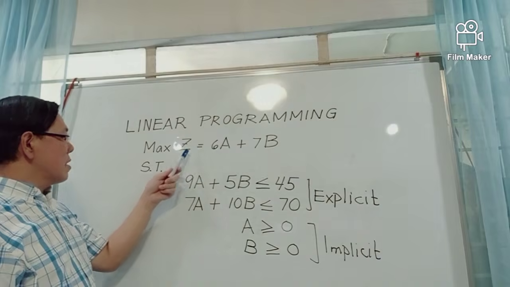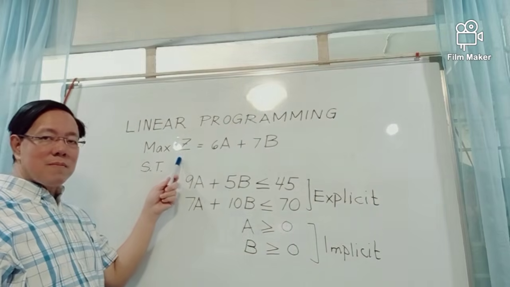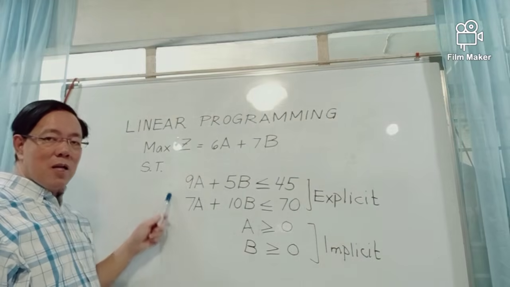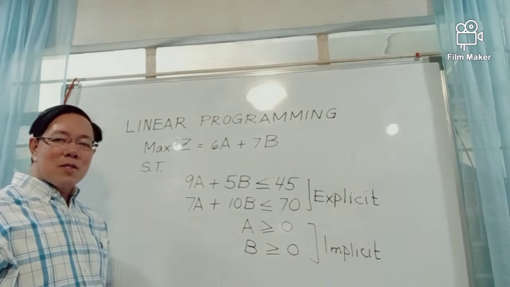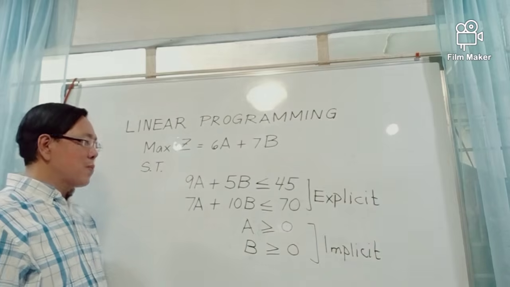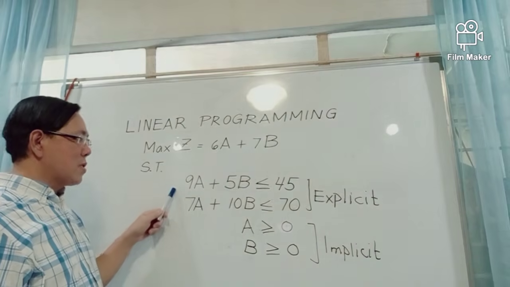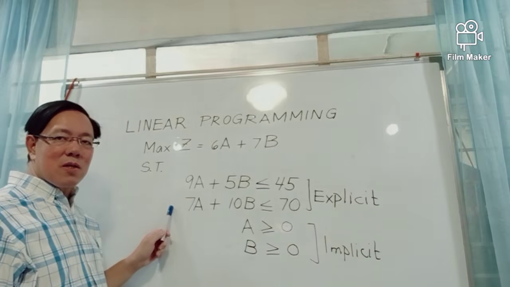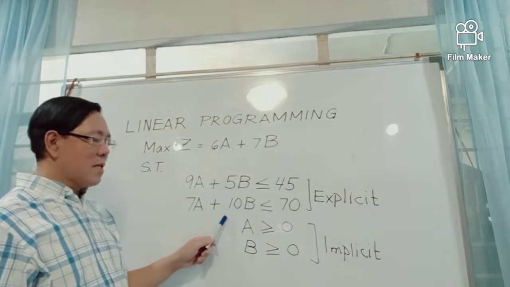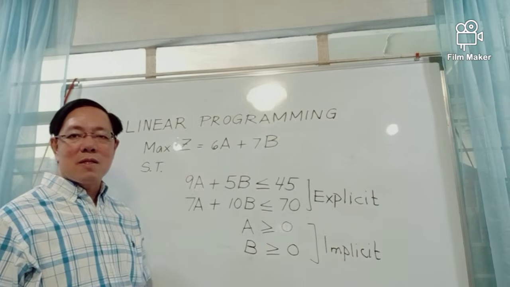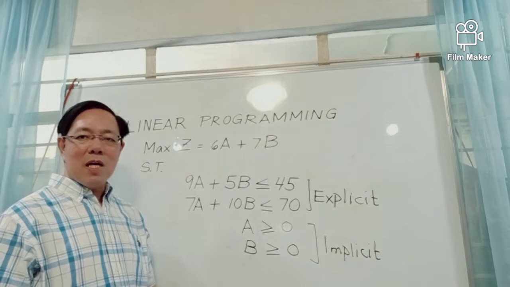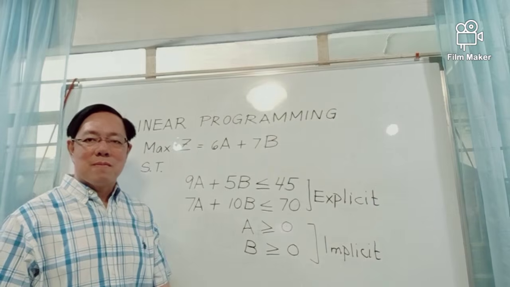Again, the linear program consists of an objective function, and we find the values of the decision variables that maximize Z subject to the following constraints. The constraints are grouped into two. The first group is known as explicit constraints. The second group is known as the set of implicit constraints.